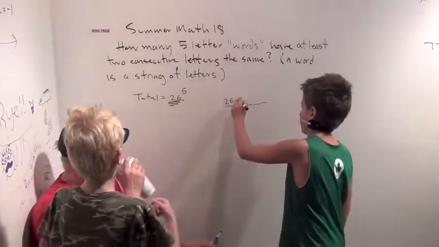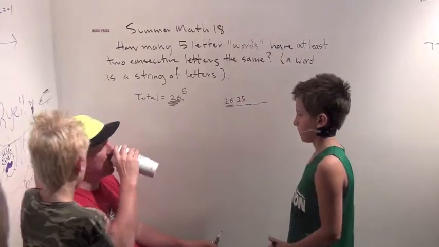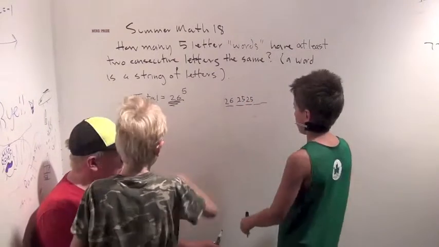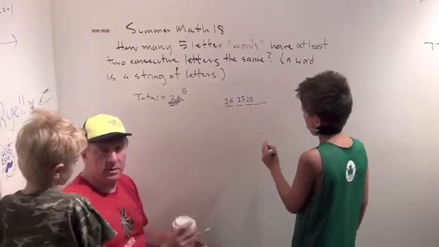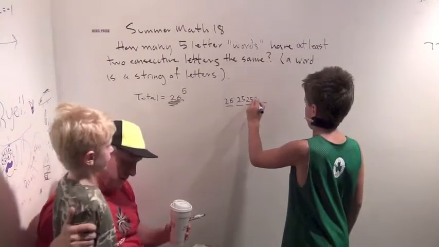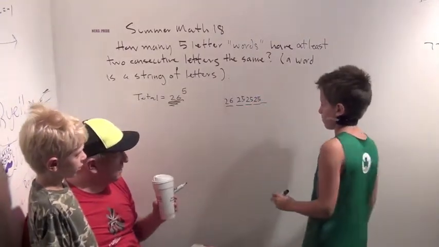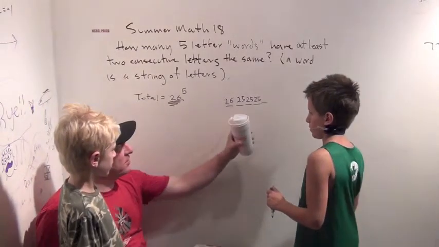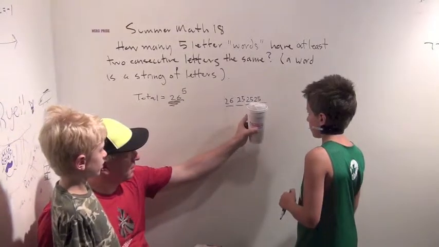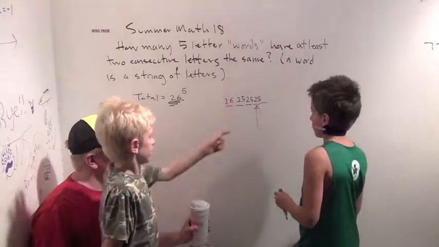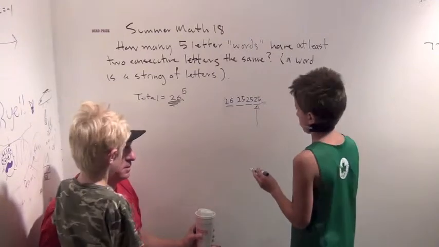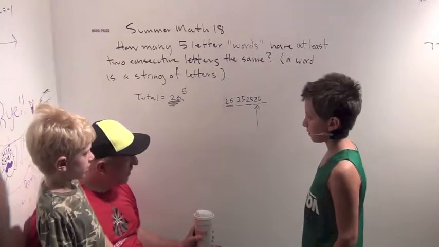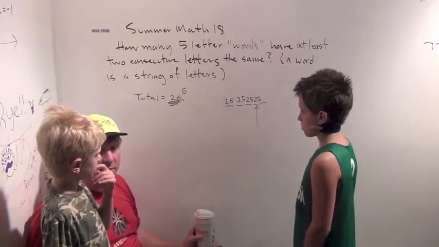Now, 25 because you can't use the letter before. It's 25 on this one because you can use the first letter but not the second. It's 25 on the 4th because you can use the second letter. Or wait, is it? What's the only restriction on this one? You can't use the one that's behind you. Right. You can't use the one before, but otherwise, you can use any letter you want.